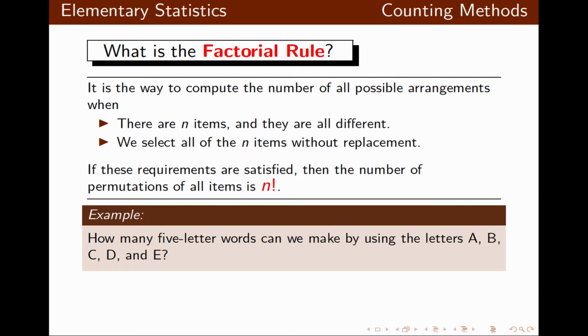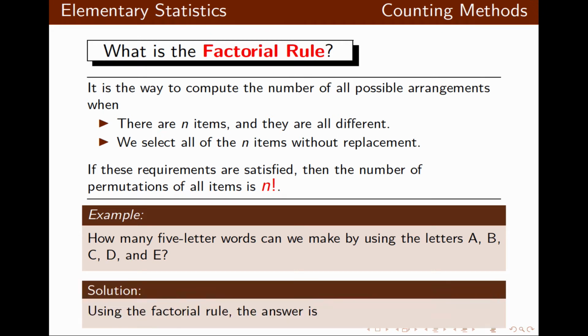So in this example, we want to know how many five-letter words can we make by using the letters A, B, C, D, and E. Using the factorial rule, the answer is 5 factorial different words.